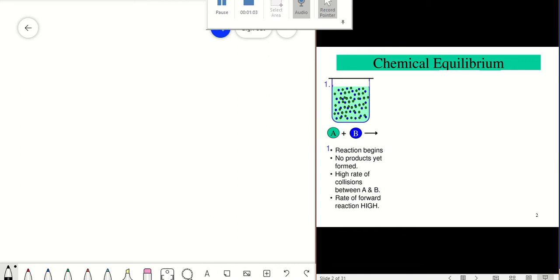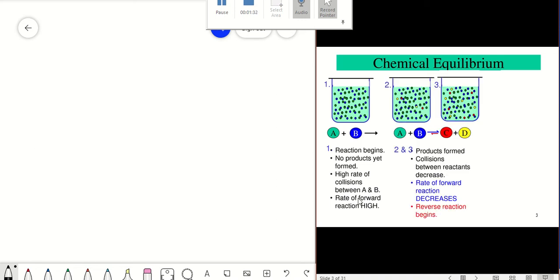We saw that in chemical kinetics, right? So same is going to happen here in this particular vessel. Reactants A and B are going to react with each other. They're going to collide with each other and they will be converted into products. We saw in chemical kinetics that rate of a reaction depends on the concentration of our reactants. So at this point, these are our reactants. So the rate of this reaction from reactants to products, which is called the forward reaction, is going to be really high.